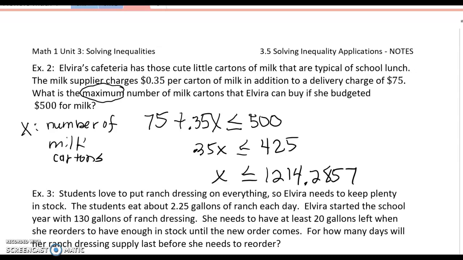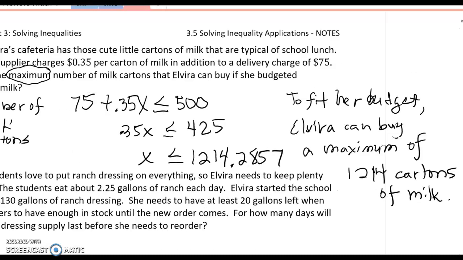So which way do you think we need to round and what our summary sentence should sound like? All right, so now normal rounding rules say that we should round that decimal down to 1,214, because that 0.2 number says that we got to round down. Now, that is what we need to do here because, as you see through my summary sentence, it says to fit her budget, Elvira can buy a maximum of 1,214 cartons of milk. So again, we have to include that word maximum.